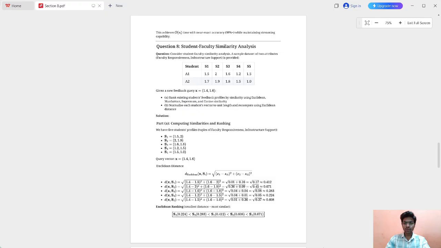So we have the results of the different methods as approximate values. S1 is 0.412, S2 is 0.671, S3 is 0.283, S4 is 0.224, S5 is 0.608. So for ranking, a smaller distance means more similarity. The most similar in this case is S4.